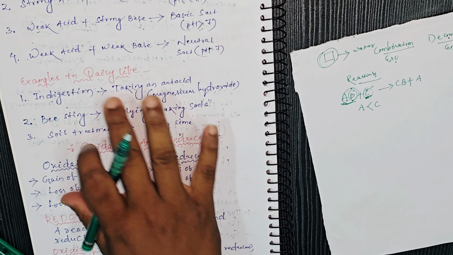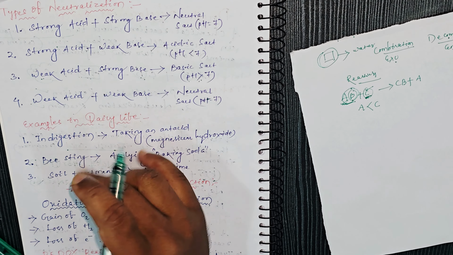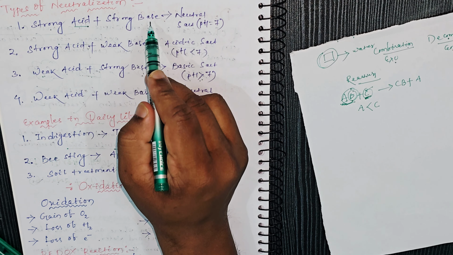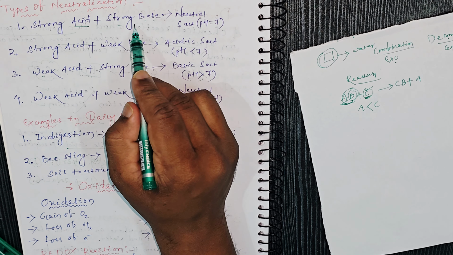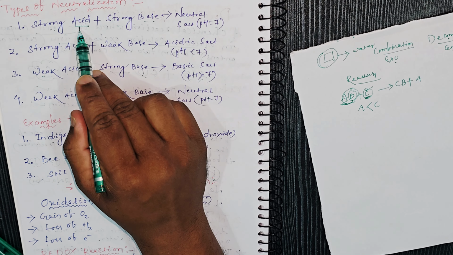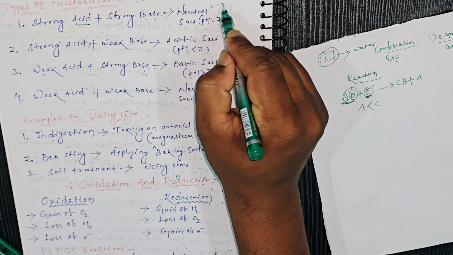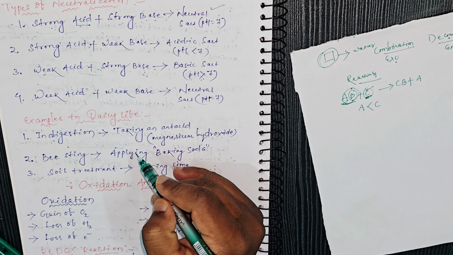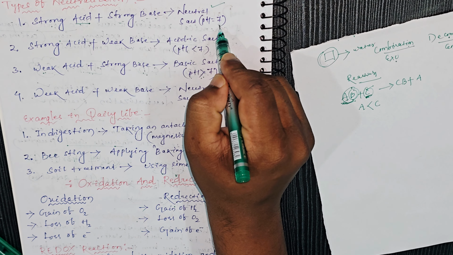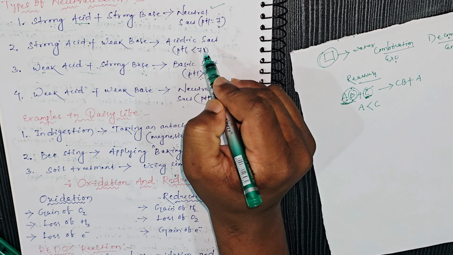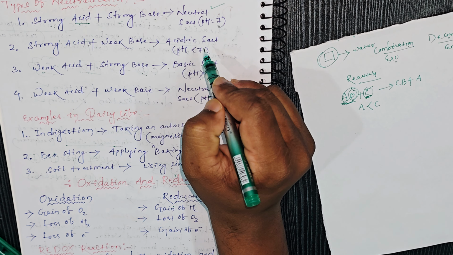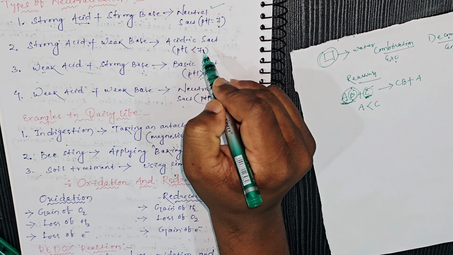Now the most important segment of neutralization reaction is types of neutralization. That means if you are taking an acid and it is a strong acid, and a base and it is a strong base, that means strong acid plus strong base, a neutral salt will be there, the salt nature will be neutral, and the pH value will be 7. Sir, what is the meaning of pH? It's a kind of indicator through which you understand whether a substance is acidic or basic.